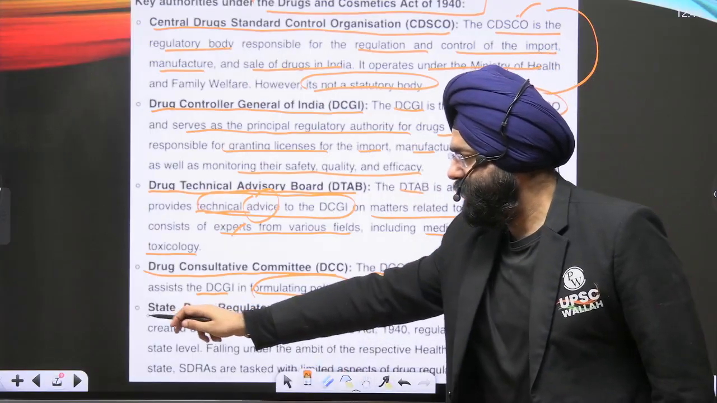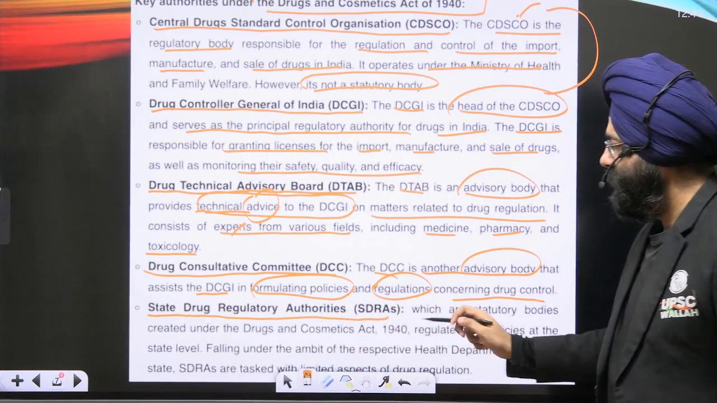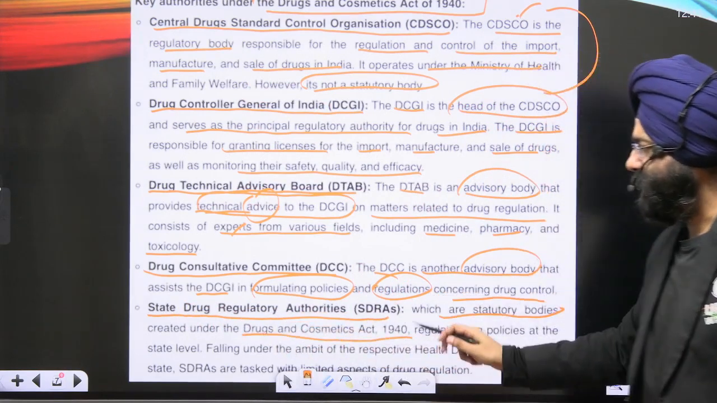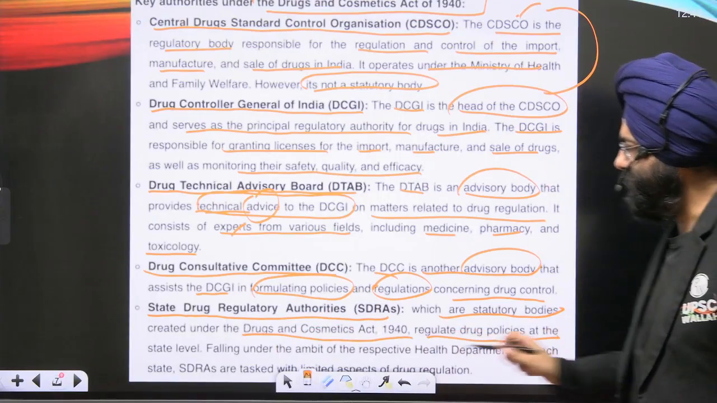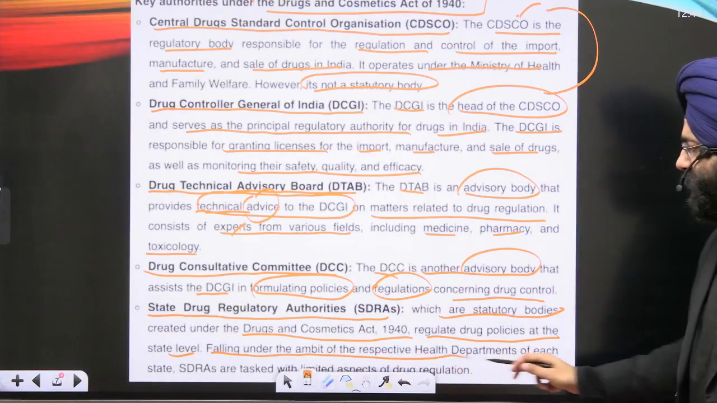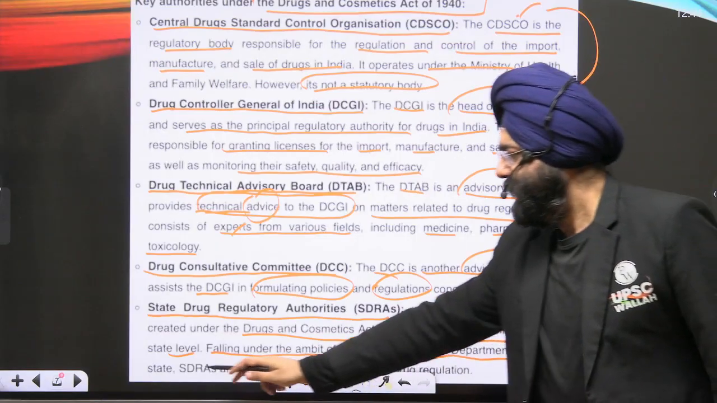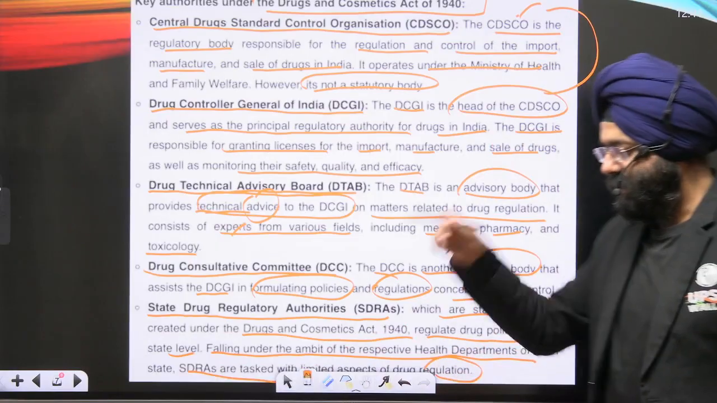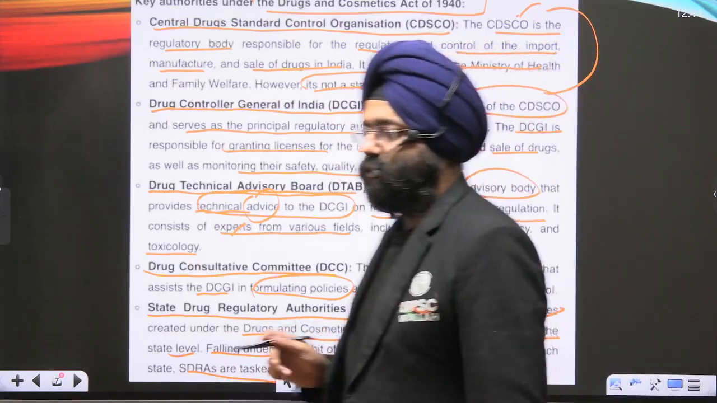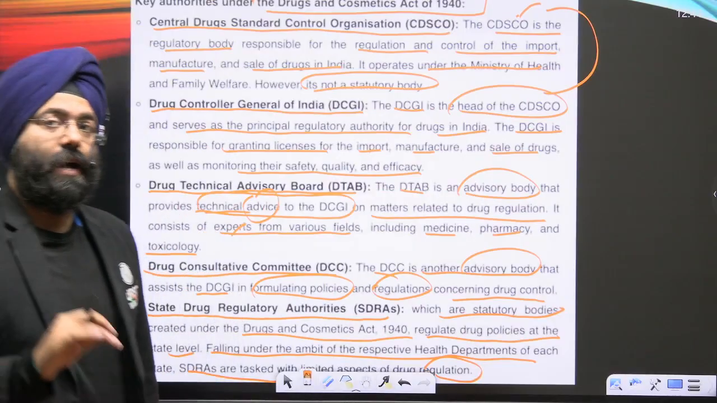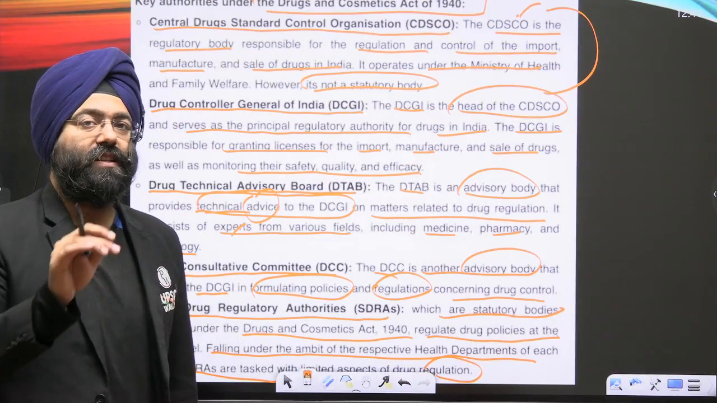Next are the State Drug Regulatory Authorities, which are statutory bodies created under the Drugs and Cosmetics Act of 1940, and regulate drug policies at the state level. Falling under the ambit of the respective health departments of each state, SDRAs are tasked with aspects of drug regulation at their particular state level, right? So they are created by the Drugs and Cosmetics Act only, and they are under the ambit of what? The health department of the respective states.